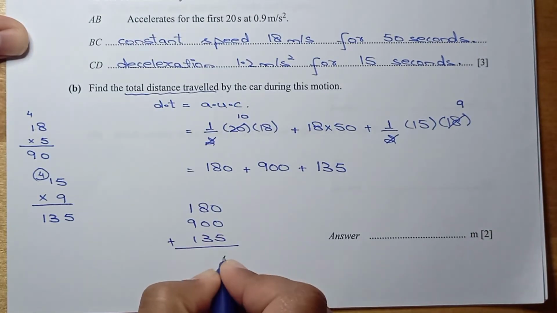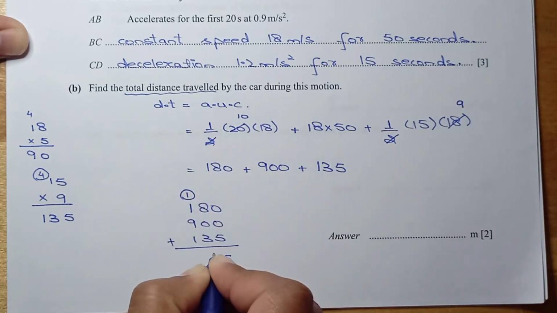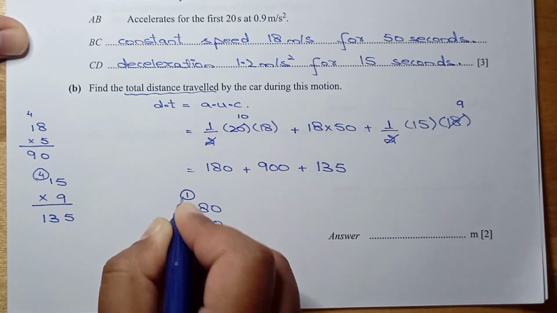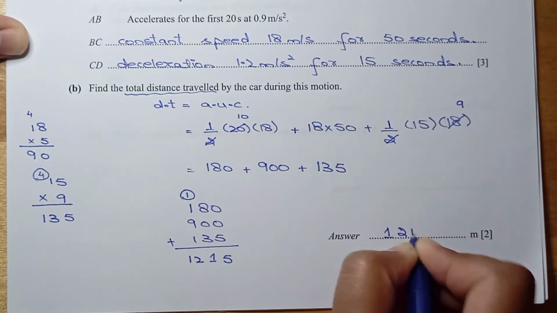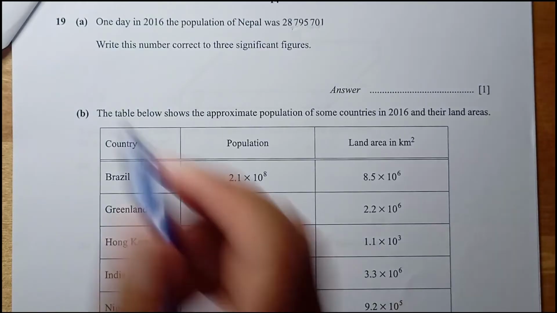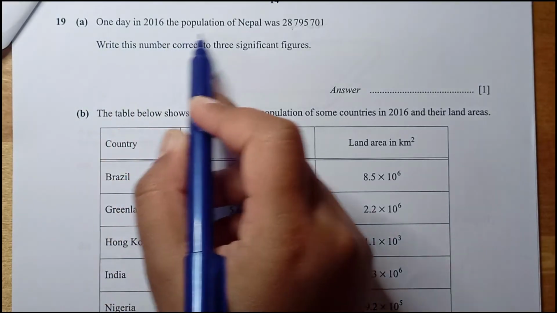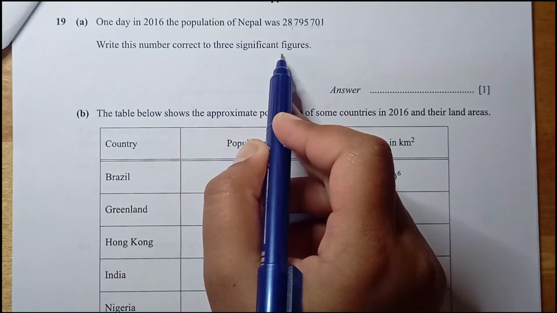So we have 5, 8, 9, 10, 11, 1 and 1, and 9, 10, 11, 12. 1215 meter. Question number 19 in A part. One day in 2016, the population of Nepal was this. Write this number correct to three significant figures.